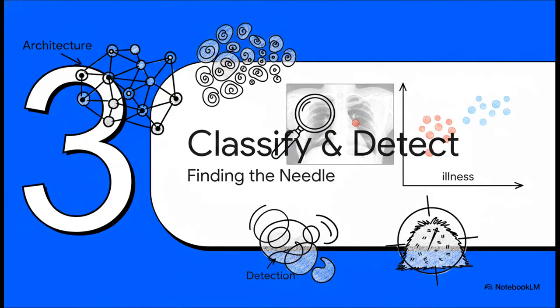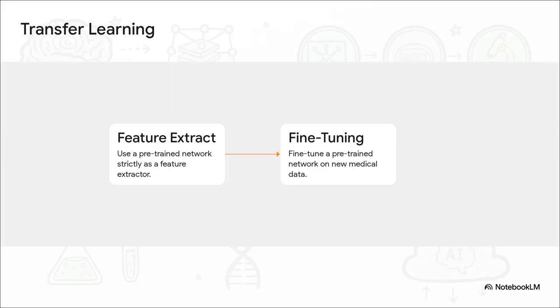All right, Part 3, Classification and Detection. It's all about finding the needle in the haystack. So here's a very real problem we face. Medical datasets are often tiny. We're talking maybe hundreds or thousands of exams, which is nothing compared to the millions of natural images used in general computer vision. To bypass this, researchers use transfer learning through two distinct strategies.